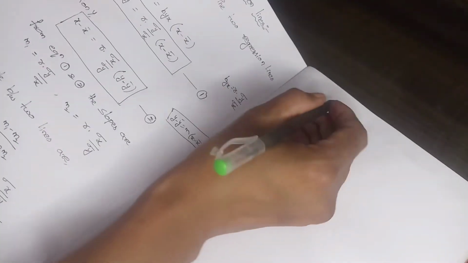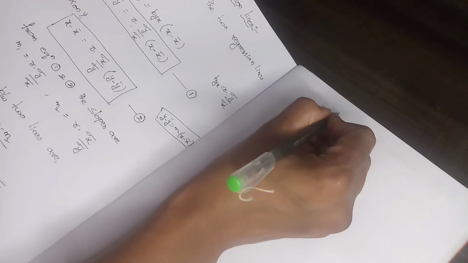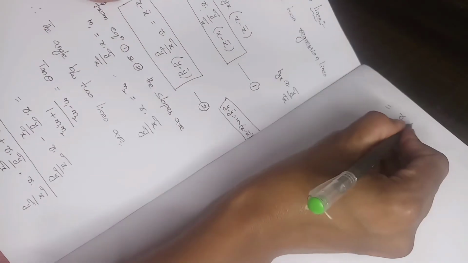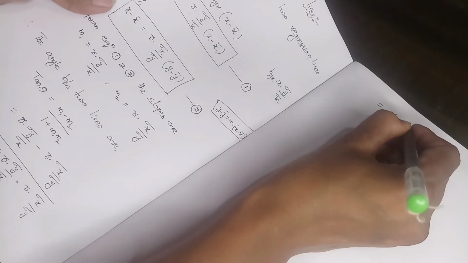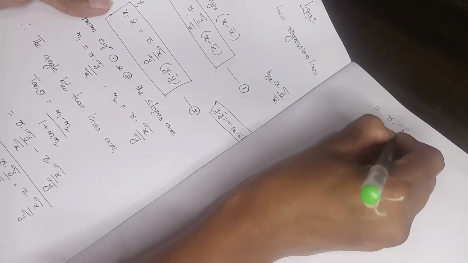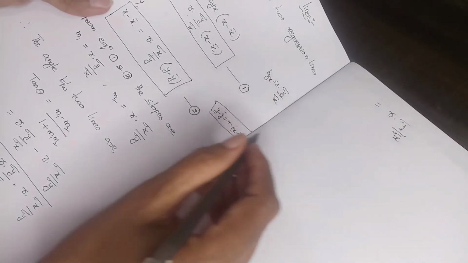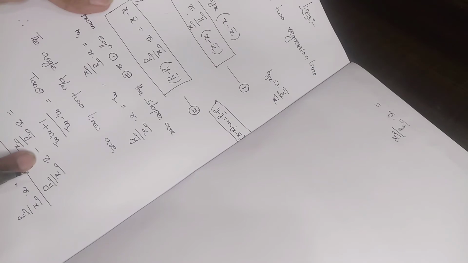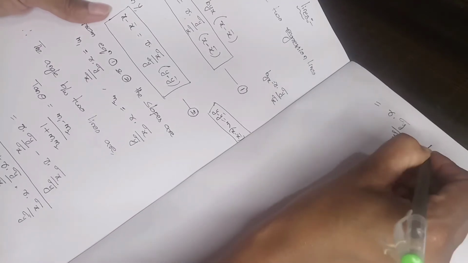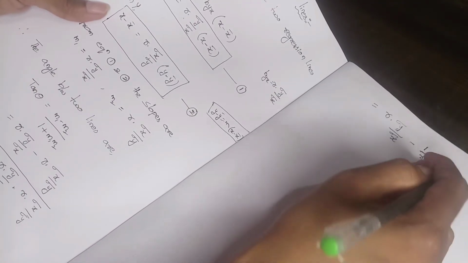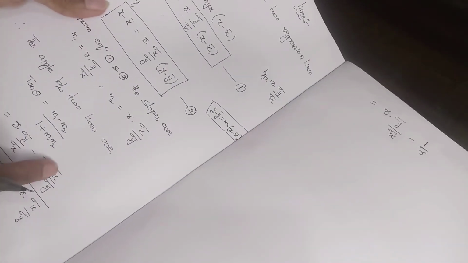Observe clearly: r into standard deviation of y by standard deviation of x, minus 1 by r I am going to write. 1 by r in the sense these two places will be interchanged.